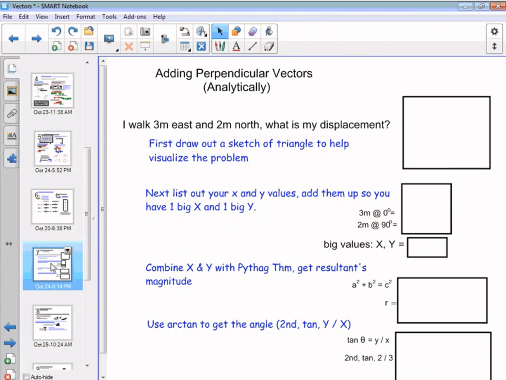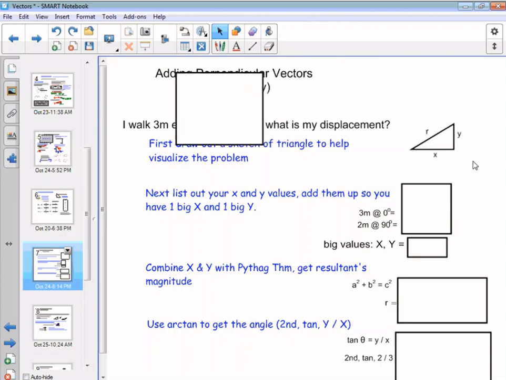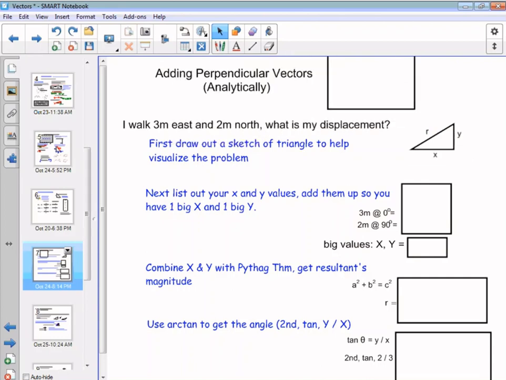So if I walk 3 meters east and 2 meters north, what is my displacement going to be? You say, well, how would I do that? Well, first of all, I would draw a sketch of a triangle to explain what I'm doing. So I'm saying I'm walking 3 meters east and 2 meters north. So there's my sketch. So it's like I'm going there, and then my resultant, my hypotenuse. But it's helpful to visualize what's going on.